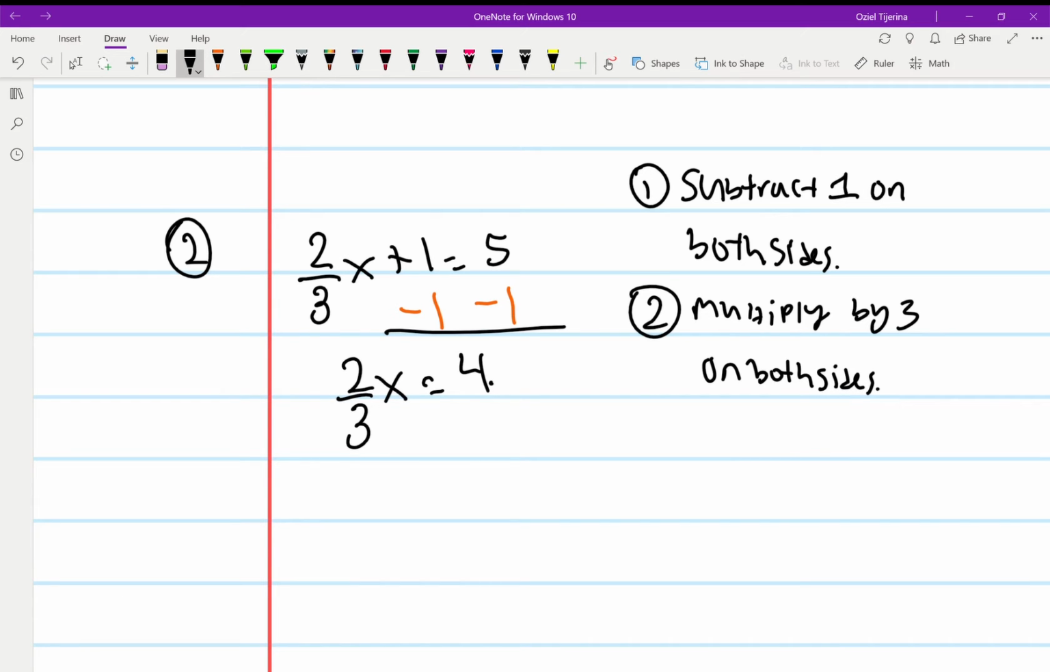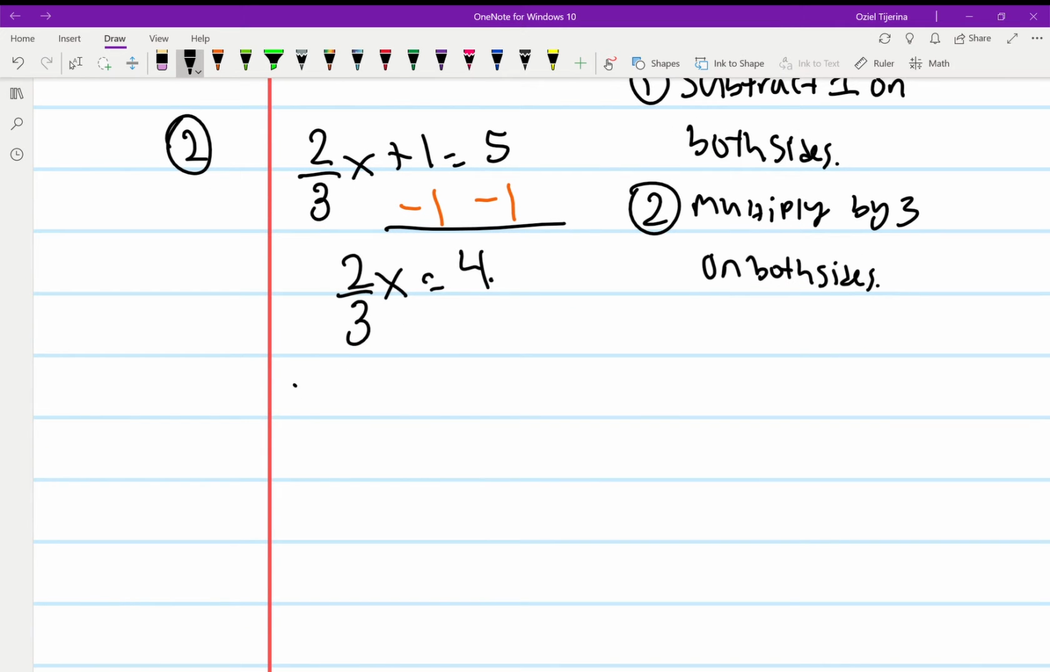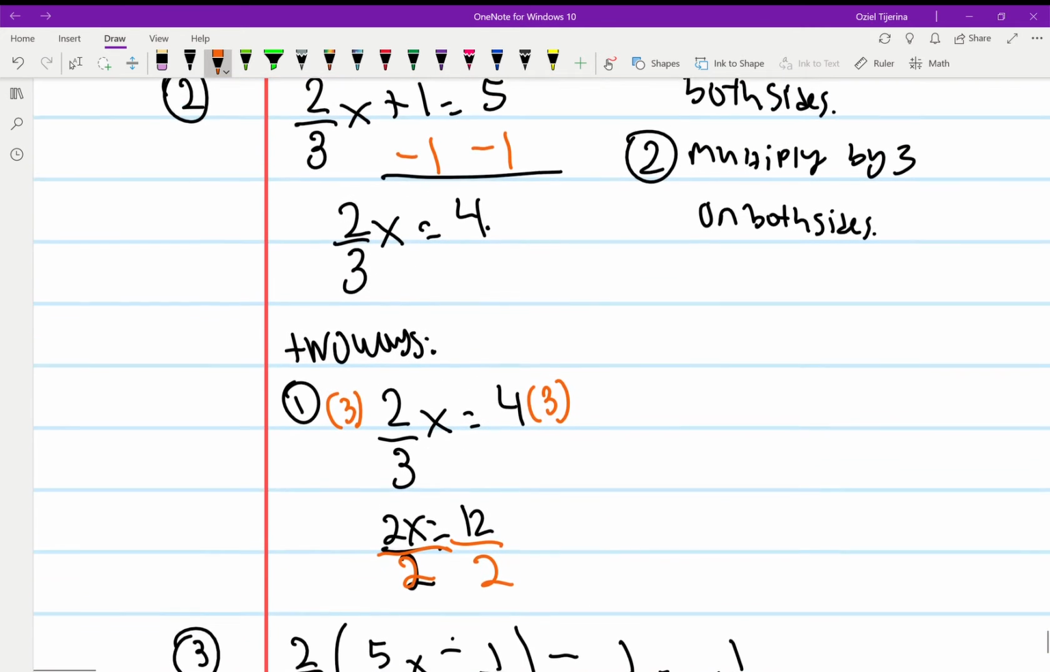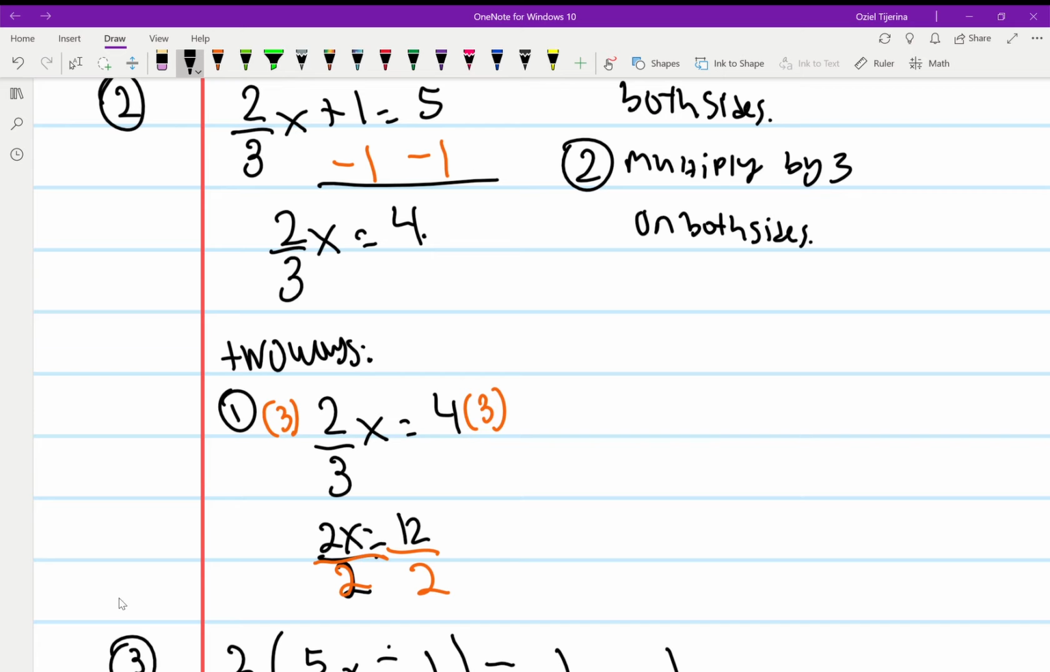So you can do it two ways. Number one, you have 2/3 x equals 4. You can go ahead and multiply by 3 on both sides. You get 2x equals 12. And you divide by 2 on each side, okay? And you get that x equals 6.